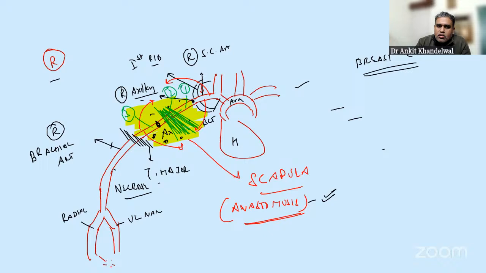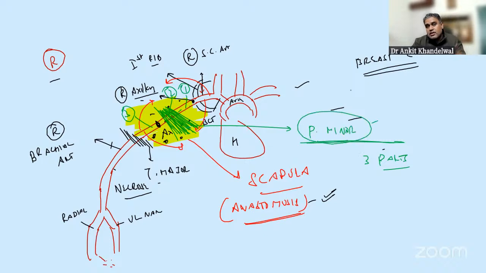Can you think of which muscle this is? Which muscle divides this axillary artery into three parts? You can pause the video and think, and if you're not lazy enough, do type in the comment box as well. This muscle over here is the pectoralis minor muscle, the same muscle that we talked about when we were discussing the clavipectoral fascia. This muscle divides the artery into three parts.